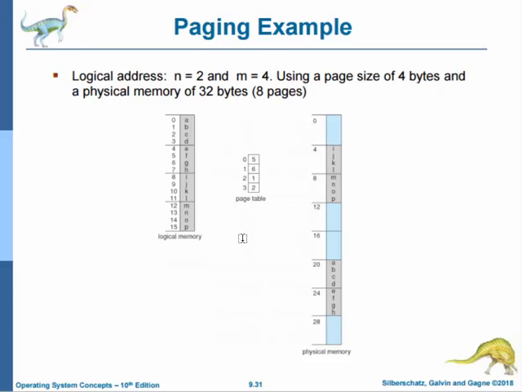Now, if we are looking for logical address 3, for example, you will see that logical address 3 is in page 0 and the offset is 3. It maps to the physical address 5 multiplied by 4 bytes plus 3. That means the physical address is 23.